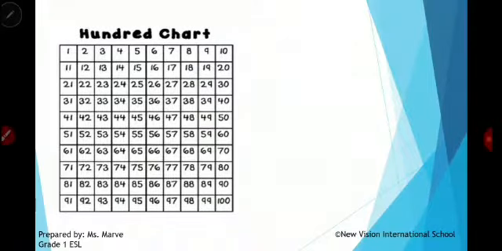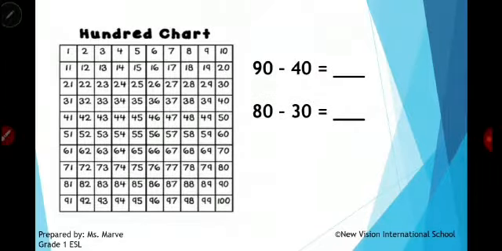Please look at the screen and can you tell me what's there? Good job, it's a 100 chart. Why? Because our lesson was all about subtraction using a 100 chart. Here, we are going to answer 3 problem solving. The first one is 90 minus 40 is equals blank. Now, through a 100 chart, we can find the answer easier. Can you still remember the first step?